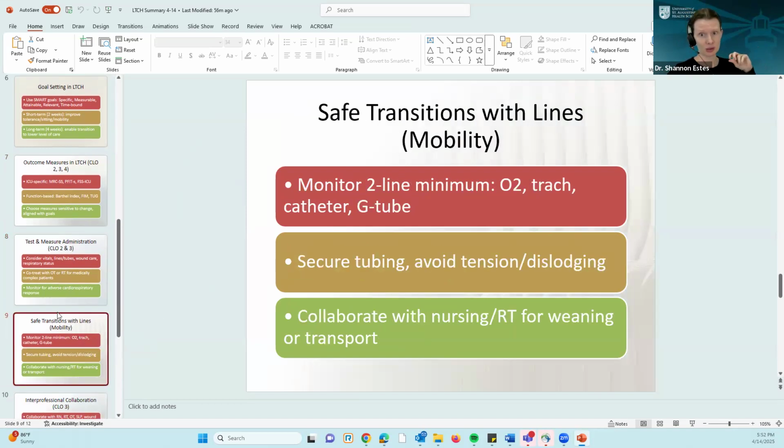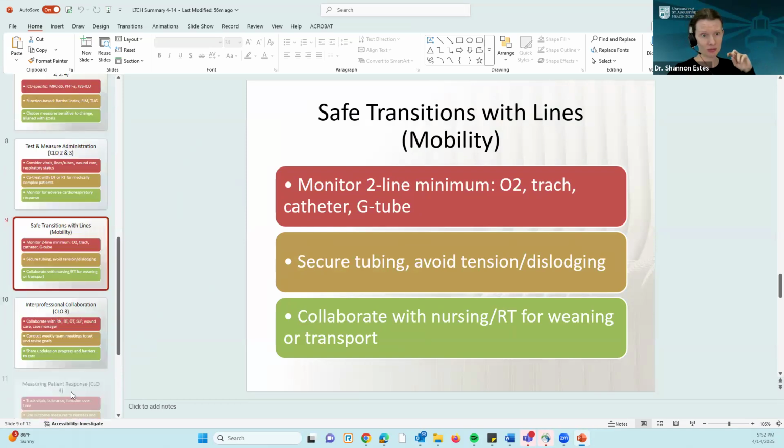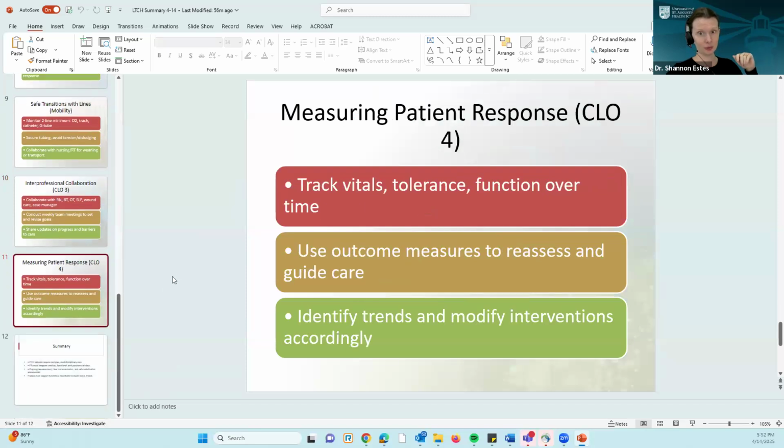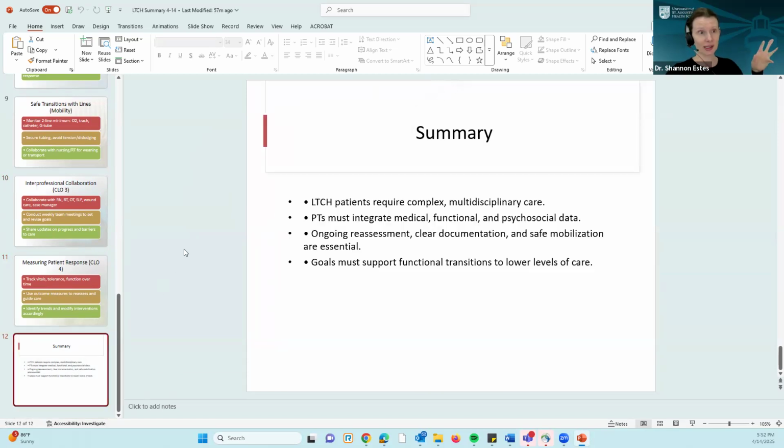You're considering all the same things when you decide to administer these tests and measures. Okay? All the same things when I'm moving them. All the same things with professional collaboration. All the same things with measuring the patient response, right? That's a really nice thing about some of this, it's not drastically different. Like I said, you just have to think about your setting and maybe you're asking a couple different questions.